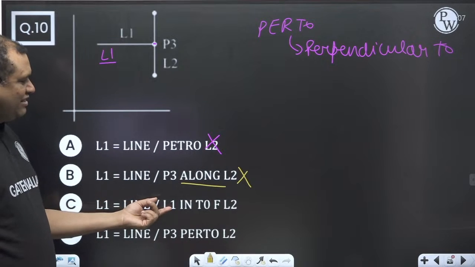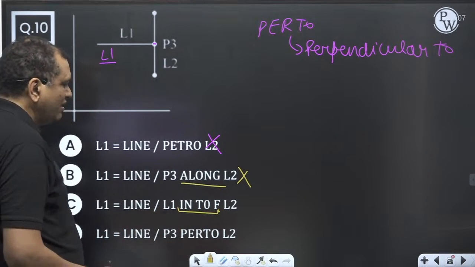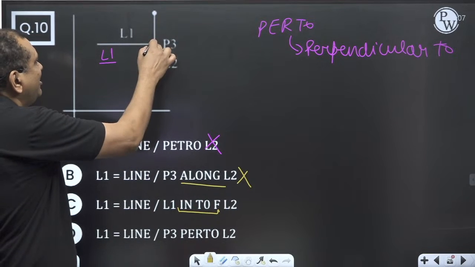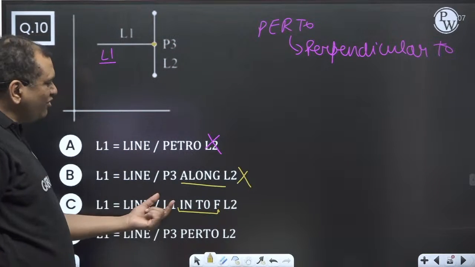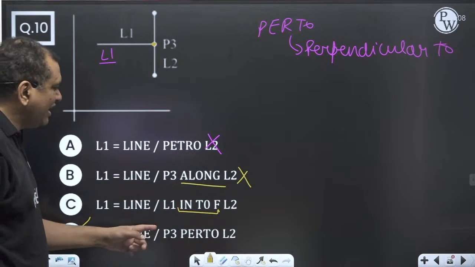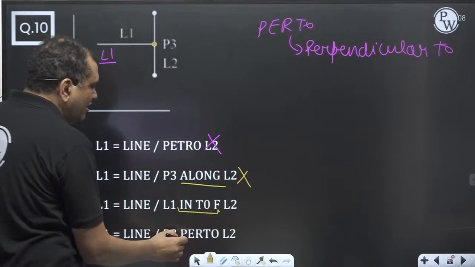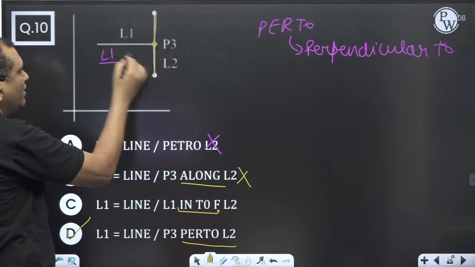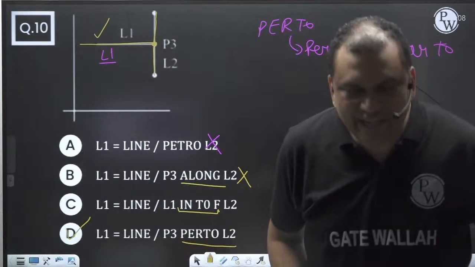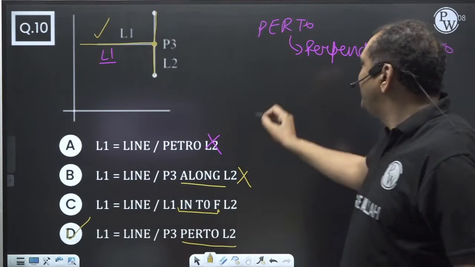Now line L1, it's a one word, int of. Int of is one word. L1 int of L2. So no information is being communicated here. But see the D. Line passing through point P3, and it's perpendicular to L2. So there will be a unique line. L1 is the line perpendicular to L2, passing through P3, it will be a unique line. So the answer will be D.